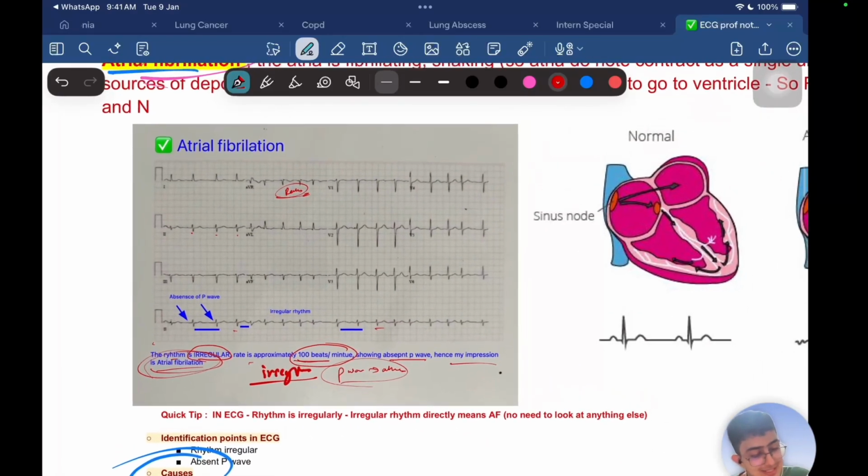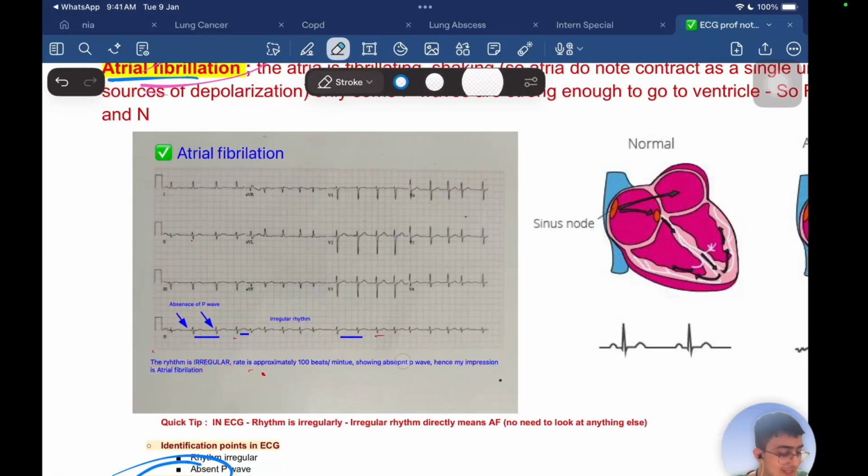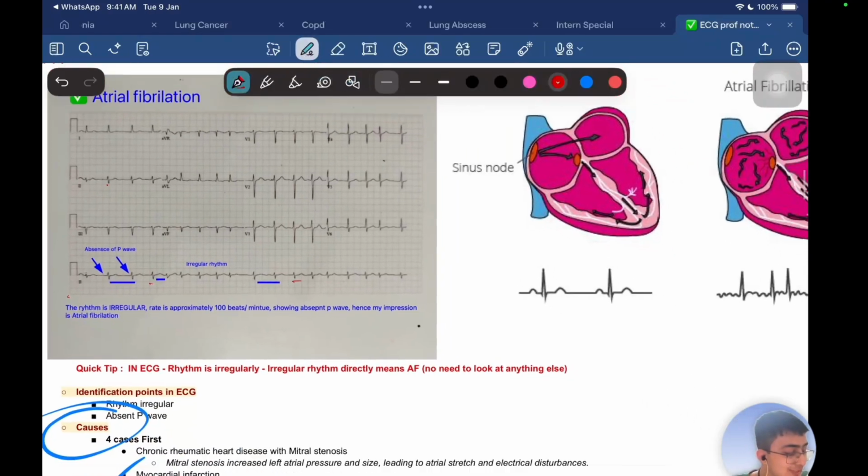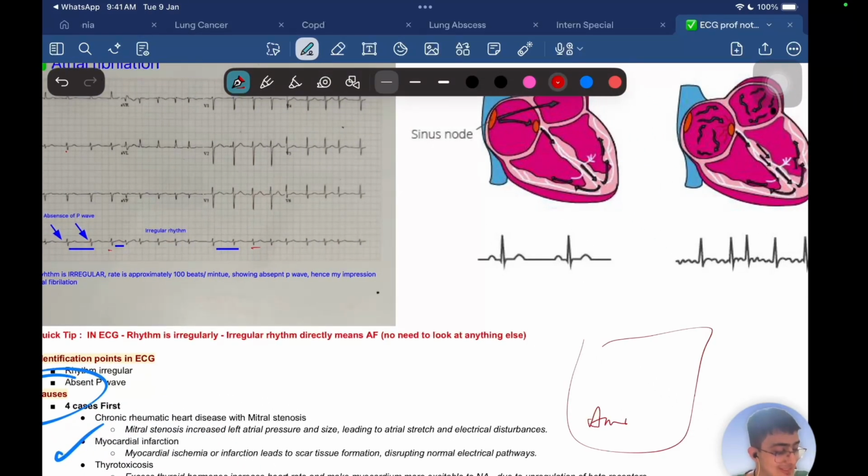So next time you see an ECG like this, you're in the ward, you see an ECG, and in the diagnosis paper they have written atrial fibrillation, like ischemic heart disease with atrial fibrillation.